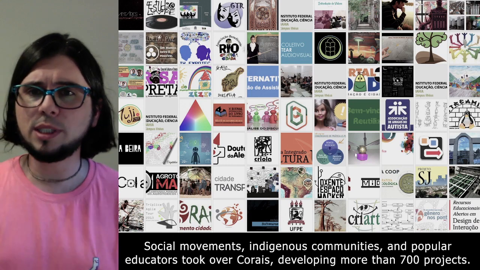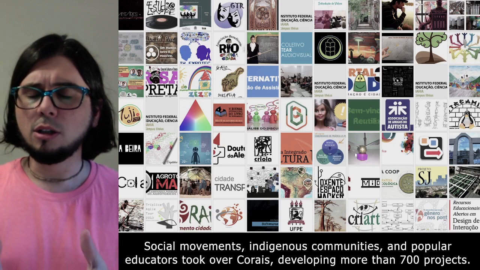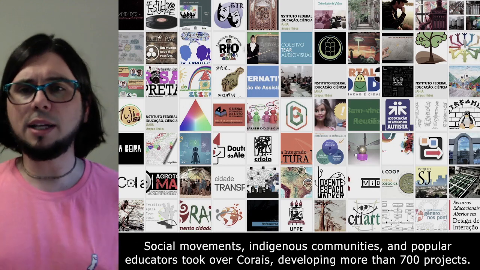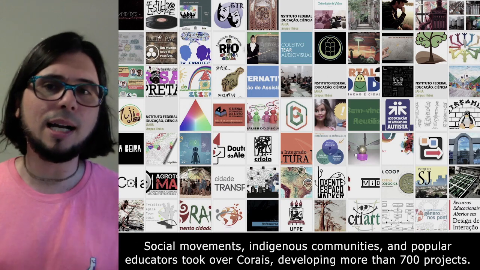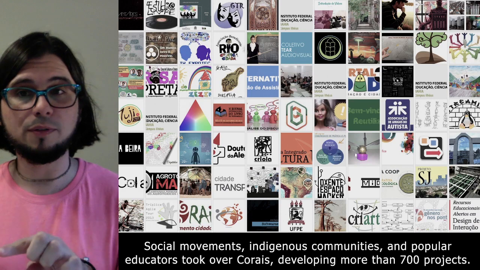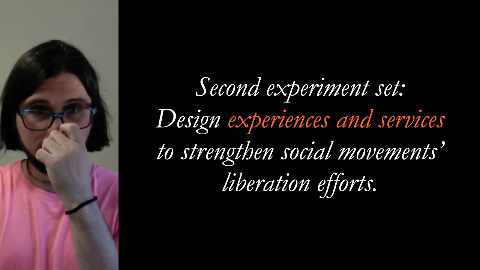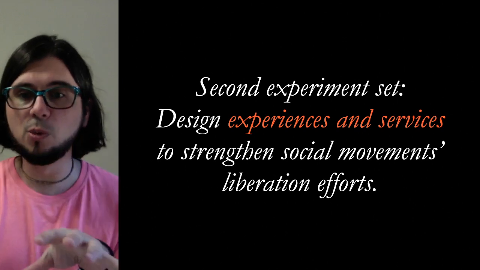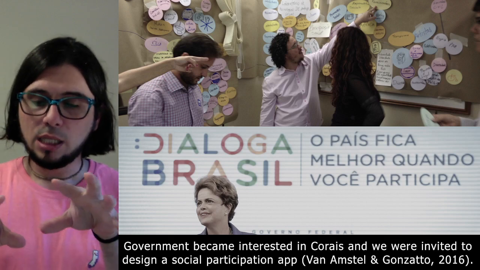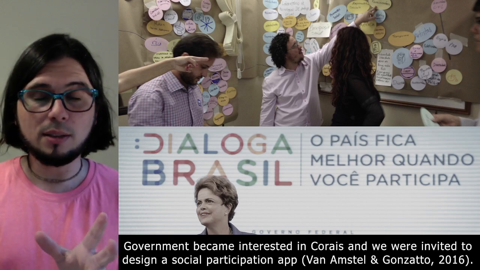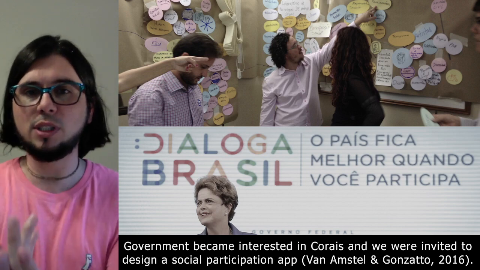After engaging with them deeply, and even sometimes doing some in-place, in loco visits, we really changed the way we approached designing for liberation. Or at that time, we were talking about designing for freedom, and then we shifted to design for liberation. And then we started to design experiences and services to strengthen these social movements' liberation efforts. Social movements talk about liberation because they consider that freedom is not guaranteed by current society. So we have to work to produce this collective freedom.